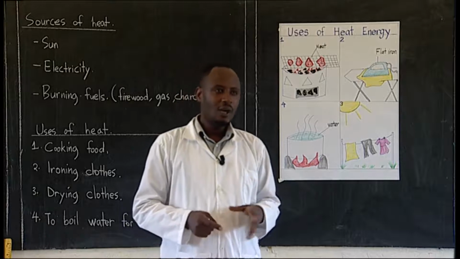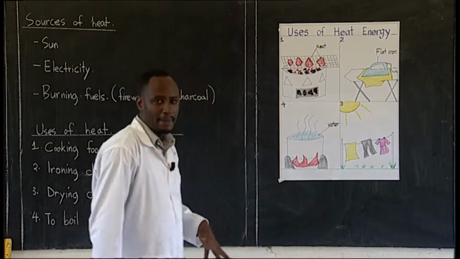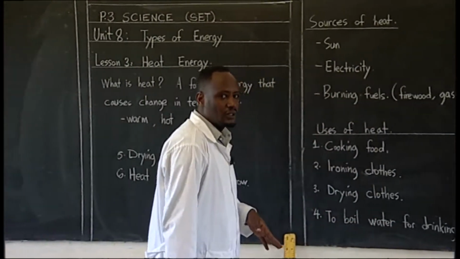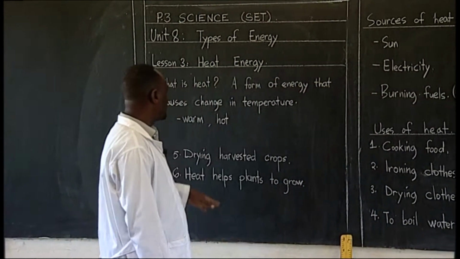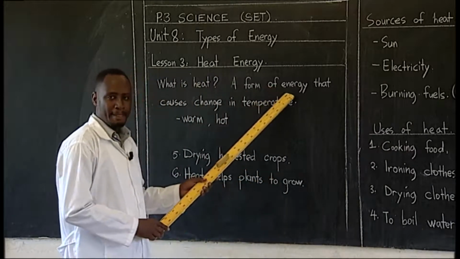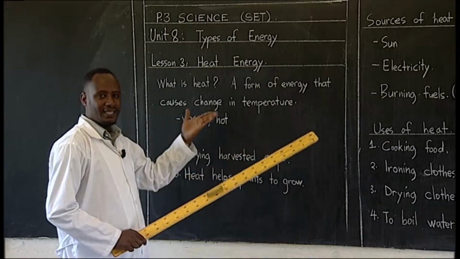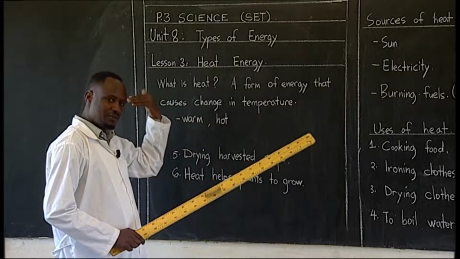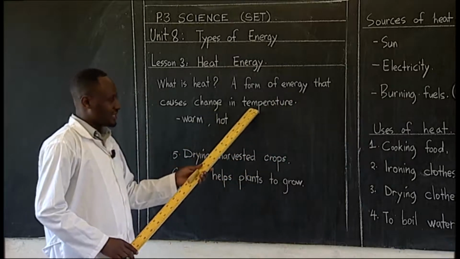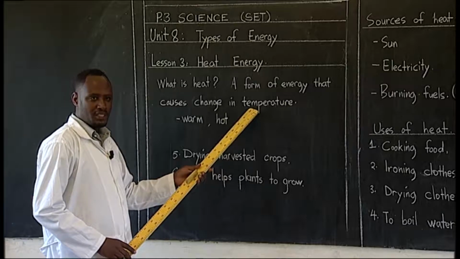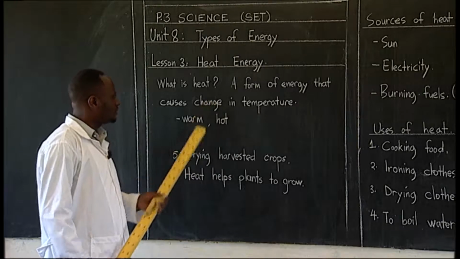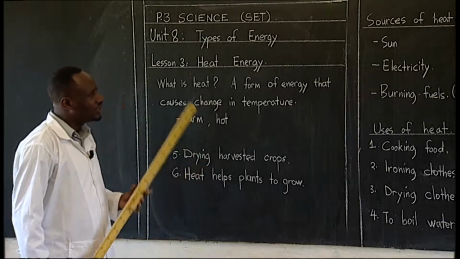I want us to summarize what we have learned today in the remaining minutes, whereby we have seen that first and foremost, heat is a form of energy, just like other forms of energy we have seen in the previous lessons, that causes change in temperature. That is by making an object either warm or hot. So that is what we talked about in the first instance.